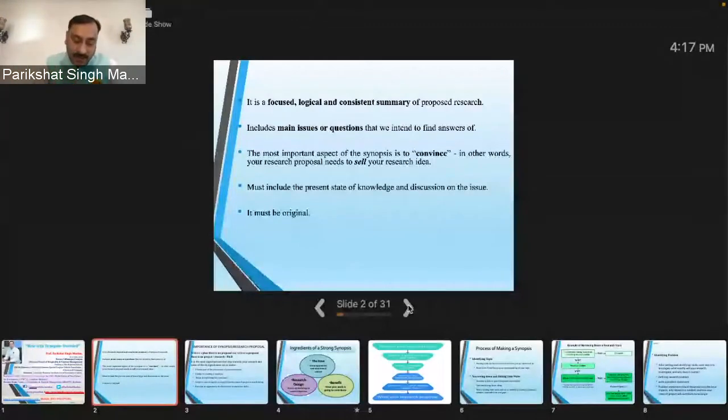And you are only able to sell something if you are able to decode it, if you are able to understand the ins and outs of that particular product. And this research synopsis is going to be your product. So your proposed research is, we can say, a prototype of a product. The basic fact is, how do you sell your research idea? How do you market it to people around you? That is a very important aspect, and that only comes the more you know about it.